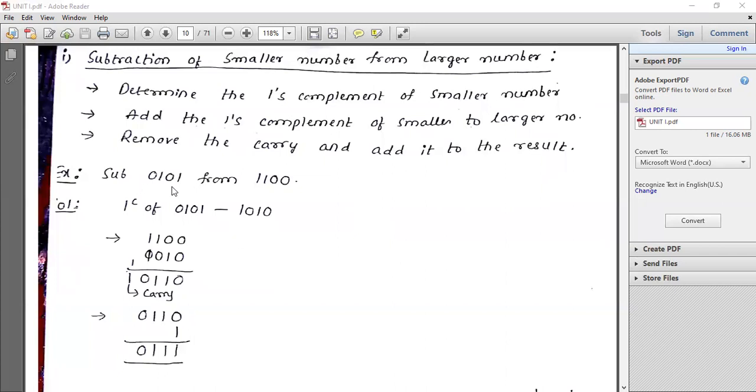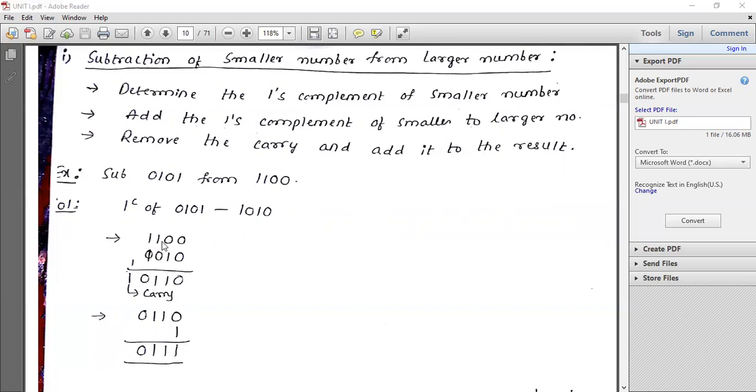The smaller number is 0101. What's our first step? You have to determine the 1's complement of the smaller number. The 1's complement of 0101 is 1010. Then you have to add it to the larger number, which is 1100. You add this 1010 to 1100 using the truth table concept of binary addition.